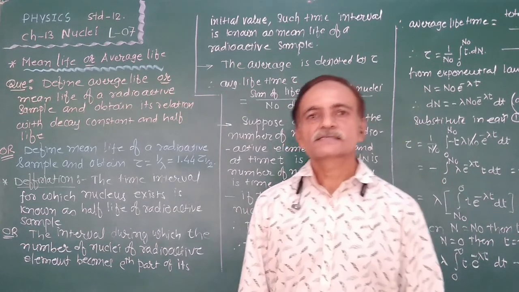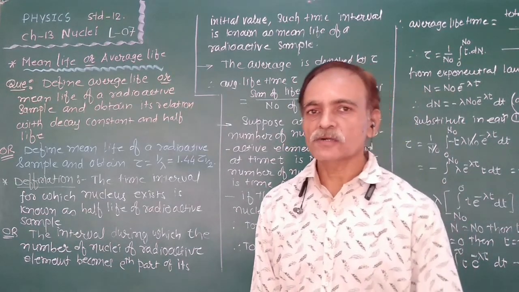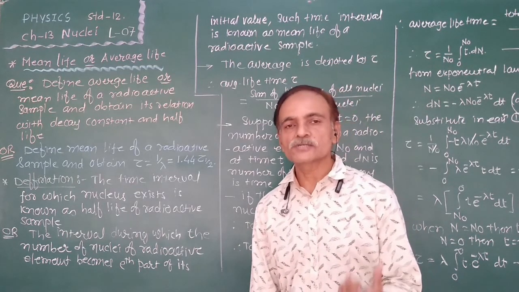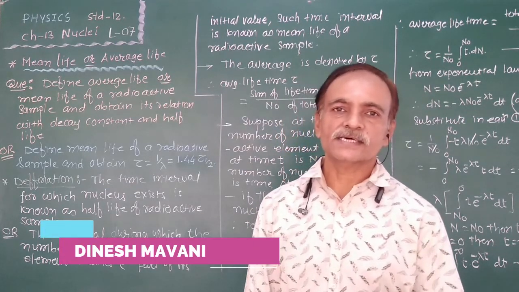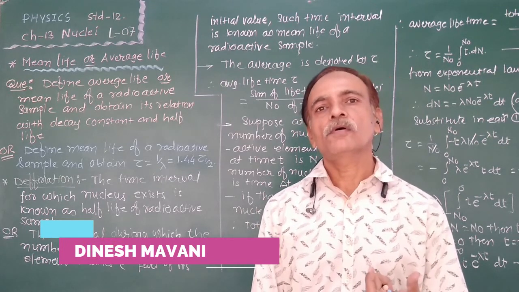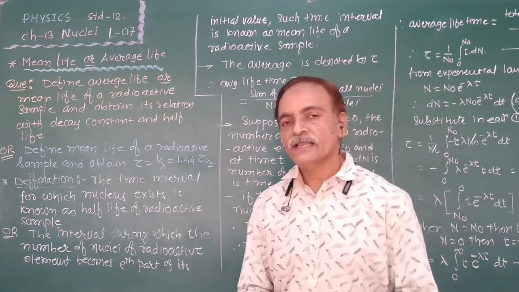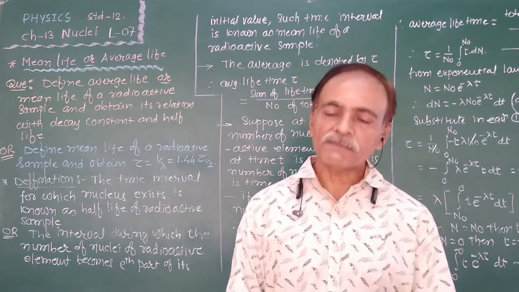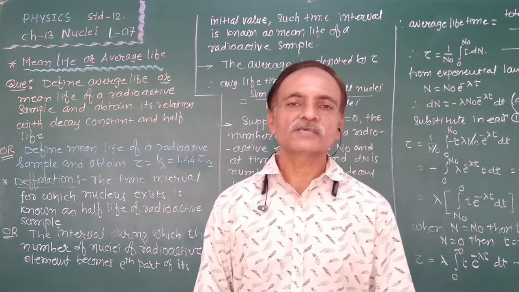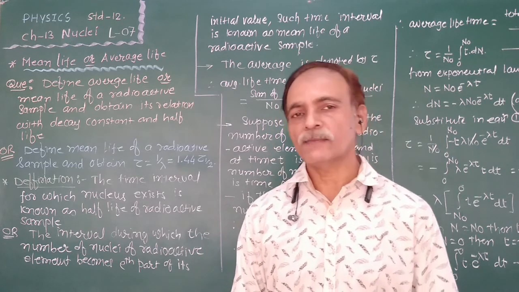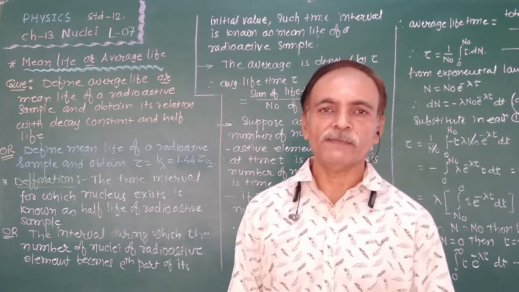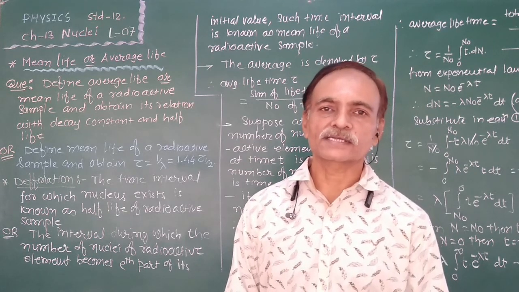Good morning, friends. Already we discussed the half-life of a radioactive element. We defined and derived the relation of the half-life of a radioactive element with the decay constant. That means tau half is equal to 0.693 upon lambda. There is the relation between the half-life of a radioactive element and the decay constant.